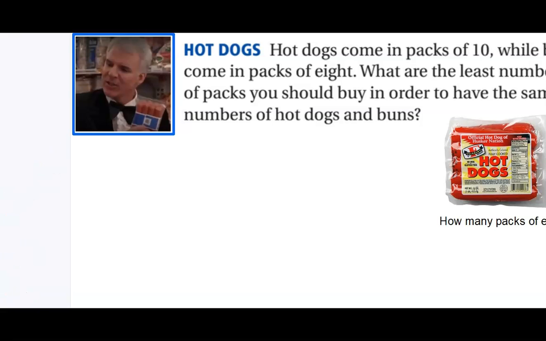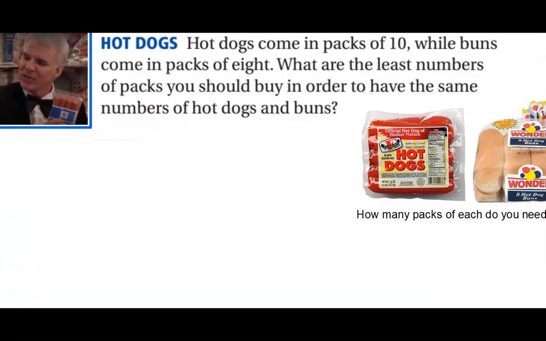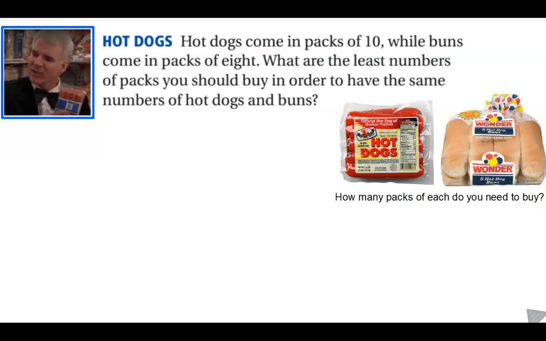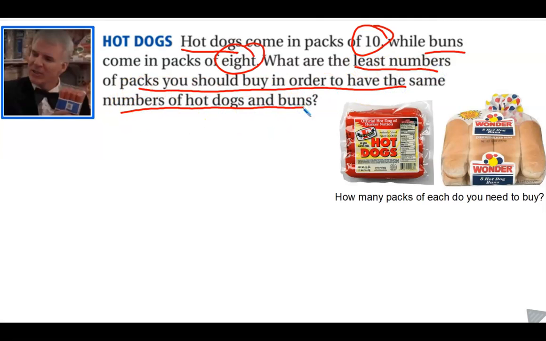Okay, so now you saw that it's kind of crazy. If you've been to the store, you may have noticed this strange thing: hot dogs come in packs of 10 and buns come in packs of 8. So the question is, what's the least number of packs that you should buy in order to have the same number of hot dogs and buns? You can't go to the store and just take out a few of the buns and say, I don't want to buy them.